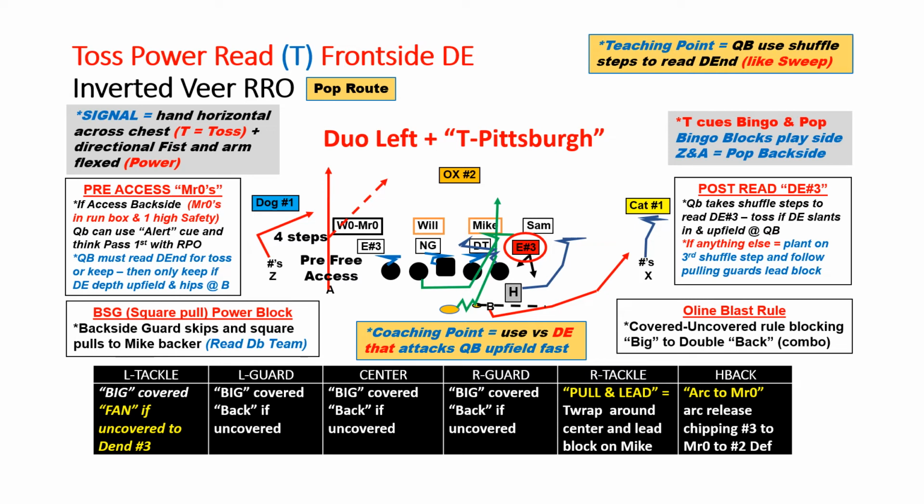With all of these, you can see to the left, we have pre-snap access. If we have that, the quarterback can go ahead and throw his pop pass. Again, that's just a pre-snap, not a post-snap. This is an RPO run option post-snap.